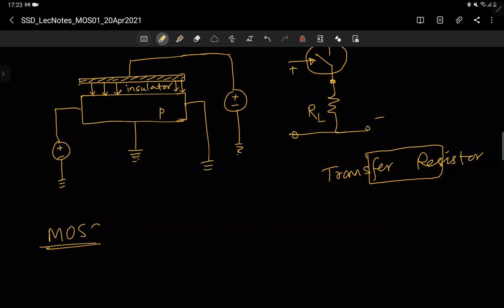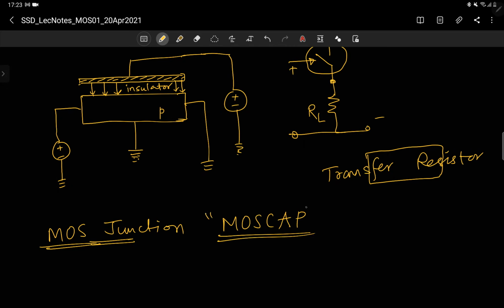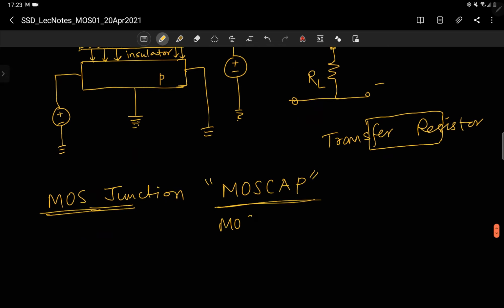So that is why it is sometimes called a MOS cap. All right. So instead of MOS junction, we sometimes refer to it as MOS cap, because this field effect is simply a capacitor effect. So that is why we call it MOS cap, because it is a MOS capacitor. MOS capacitor, because that is capacitor action, field action or capacitor action.